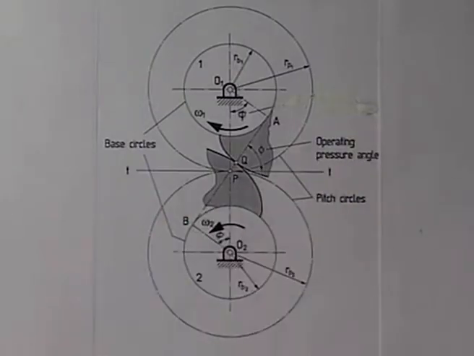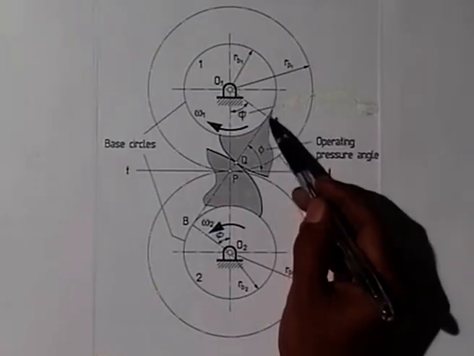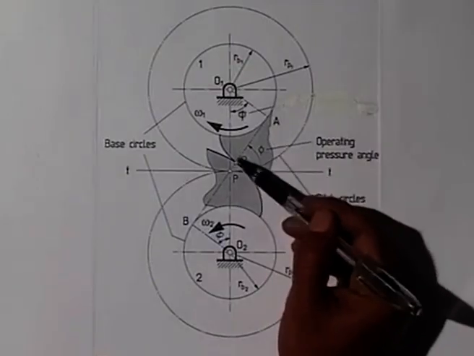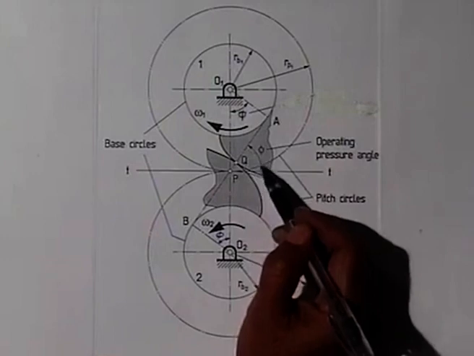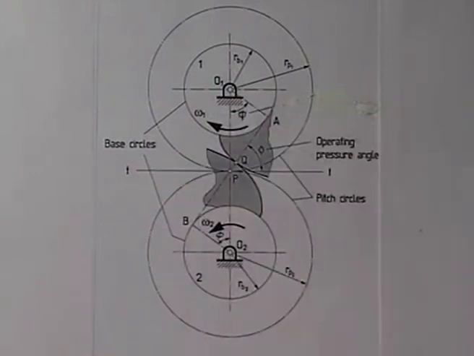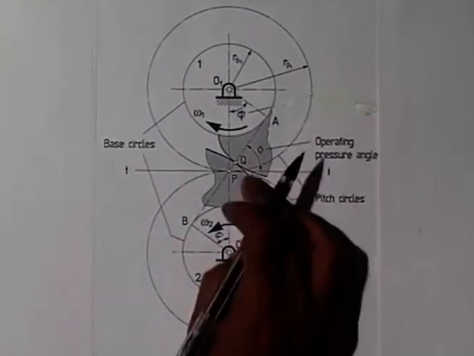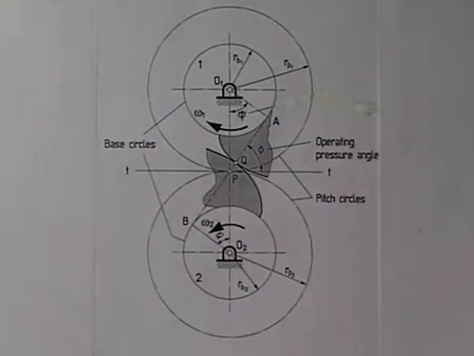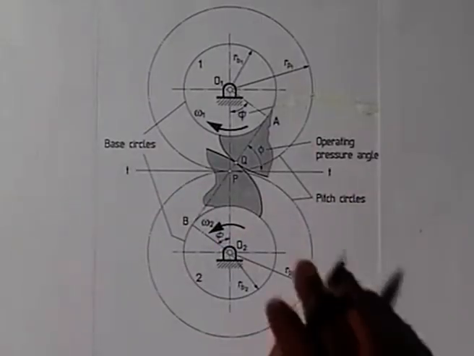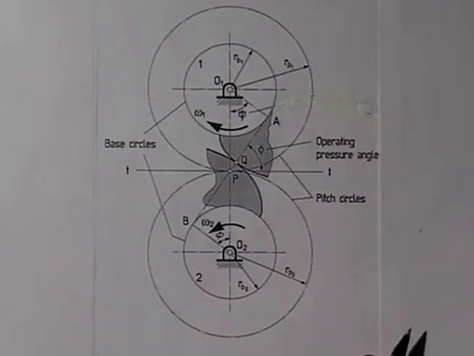Now, as we have already noted, because the line of action just remains AB, this pressure angle does not change if the profiles are involute. The pressure angles remain constant during the entire interval. Now, what is the advantage that the pressure angle remains constant?